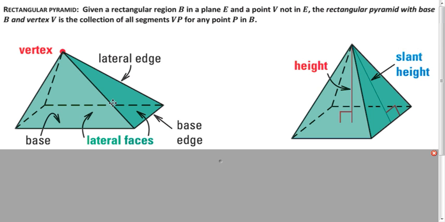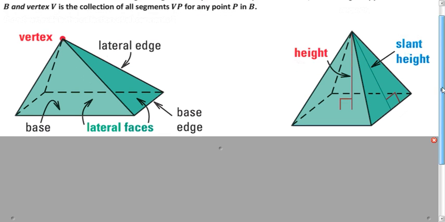And it has lateral edges that connect the vertex to the vertices of the base. And we have base edges here, which are the edges of the rectangle down here. We also have something called the slant height, which is an altitude drawn from the vertex to one of the base edges. That's going to be helpful when we're looking at surface area.